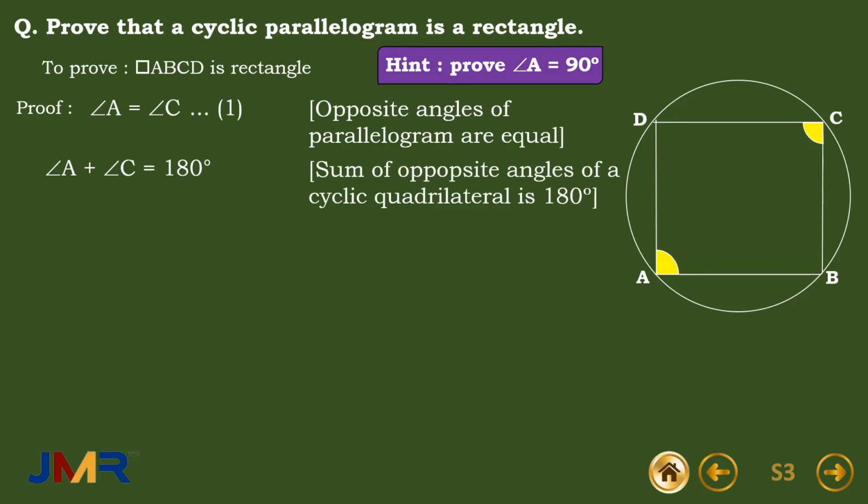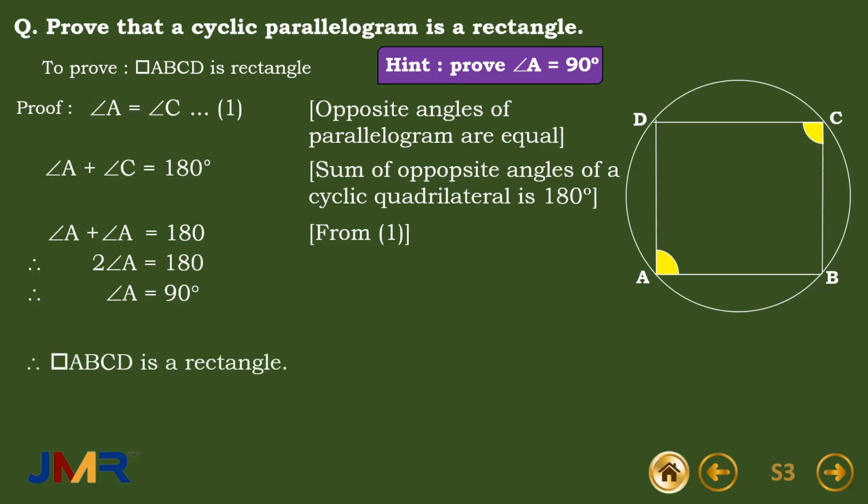Now, in place of angle C, I will substitute angle A. Therefore, angle A plus angle A is equal to 180 degrees. That means 2 times angle A is 180 degrees. Therefore, angle A is 90 degrees. That means now we got the required condition. ABCD is a parallelogram and one of the angles is 90 degrees. If one of the interior angles is 90 degrees, all the interior angles also will become 90 degrees. Therefore, ABCD is a rectangle.